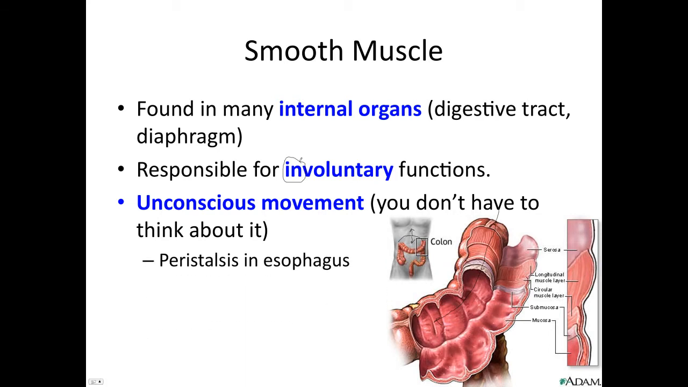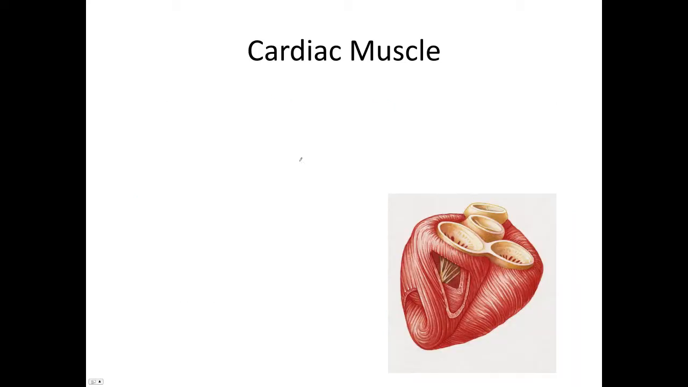Some other examples of unconscious movements are peristalsis in the esophagus. Remember, this is how food moves through the esophagus down into our stomach. And the blinking of the eyes. We blink all the time, but we're not conscious of it. Obviously, some of it is conscious, since I can blink my eyes while thinking about it, but most of it is unconscious.